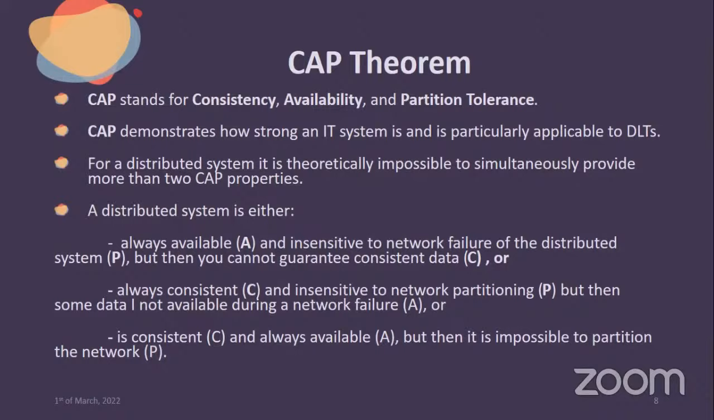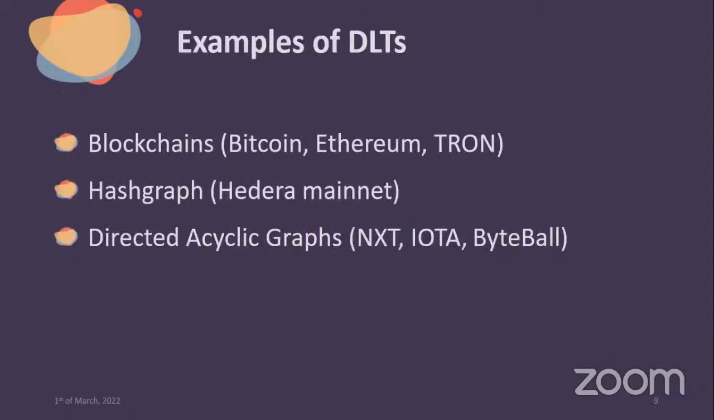And there's also the case where we're consistently available, but then it's impossible to partition the network, which means it's impossible for a single node to go down, because each node is doing a specific function and cannot go down during the network process. Examples of distributed ledger technologies: blockchain is a very good example. Blockchain allows us to store multiple blocks and records of data across multiple nodes with partition tolerance and consistency.